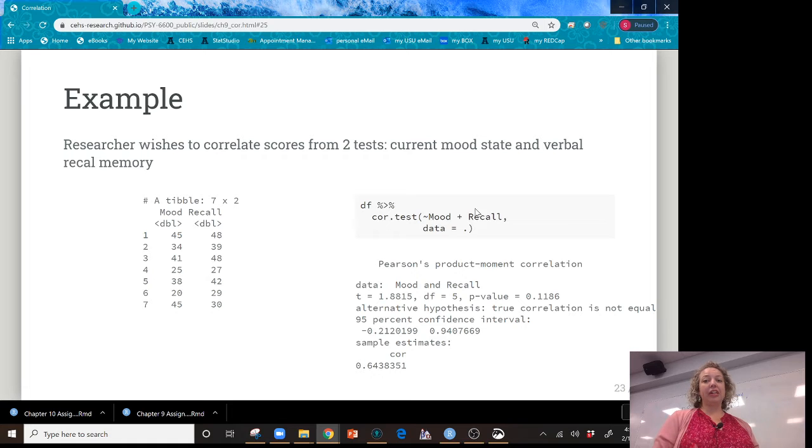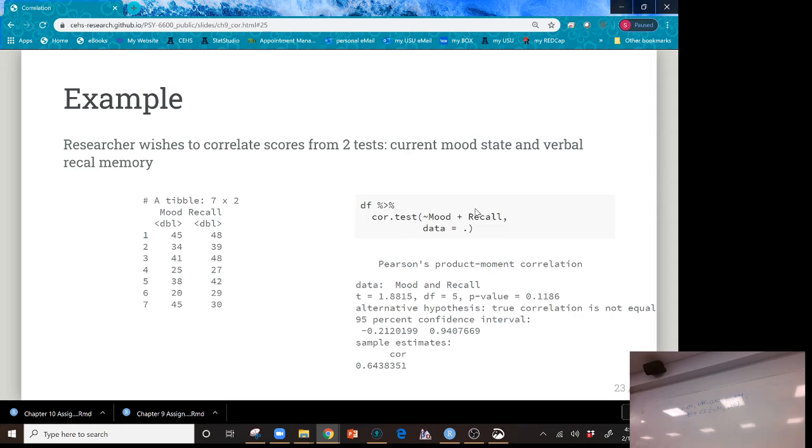So here are real variable names, not just x and y. A researcher has data on 7 people. It's right there. Has 2 variables. One's called their mood, their current mood state. I don't know how they measure that, but they have their mood as a number. And they have their verbal recall, how much they recalled on some test. So person number 1 had a mood score of 45 and recall of 48. And you can see all the pairings. So what's the sample size? 7. So how many degrees of freedom for the correlation?